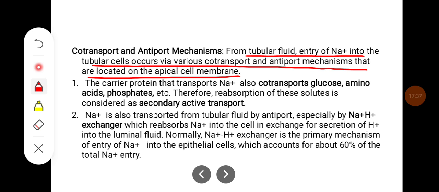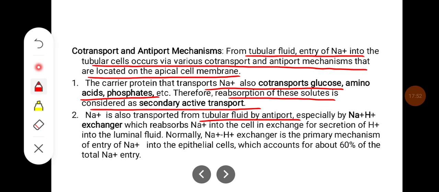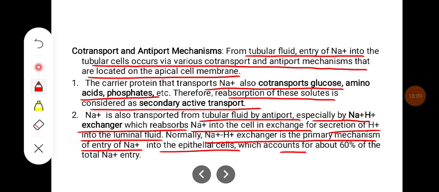The carrier protein that transports sodium also co-transports glucose, amino acids, and phosphates. Therefore, reabsorption of these solutes is considered as secondary active transport. Sodium is also transported from tubular fluid by antiporters, especially the sodium hydrogen exchanger, which reabsorbs sodium into the cell in exchange for secretion of H plus ion into the luminal fluid. Normally, the sodium hydrogen exchanger is the primary mechanism of entry of sodium into epithelial cells, which accounts for about 60% of the total sodium entry.